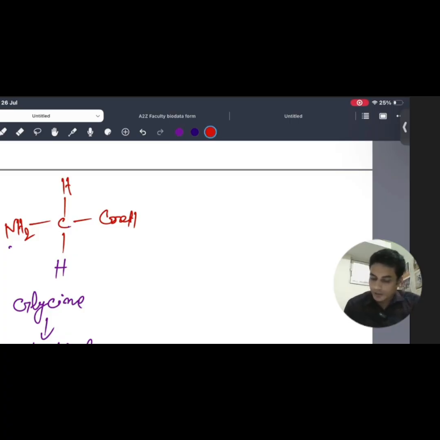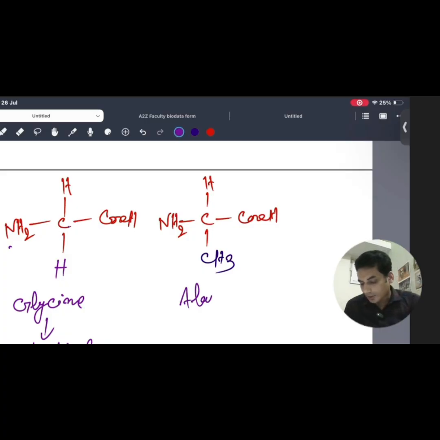In other amino acids the carbon has four different groups bonded: the amino group, which is the same in every amino acid, the COOH group, the H group, and the fourth, suppose, CH3. If it is CH3, then this amino acid is known as alanine.